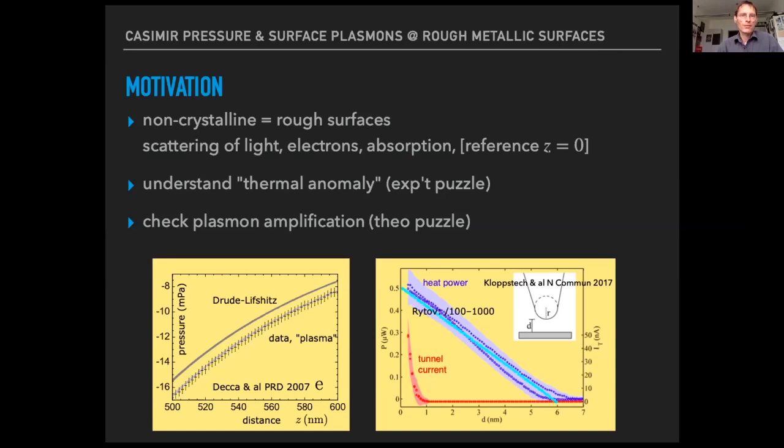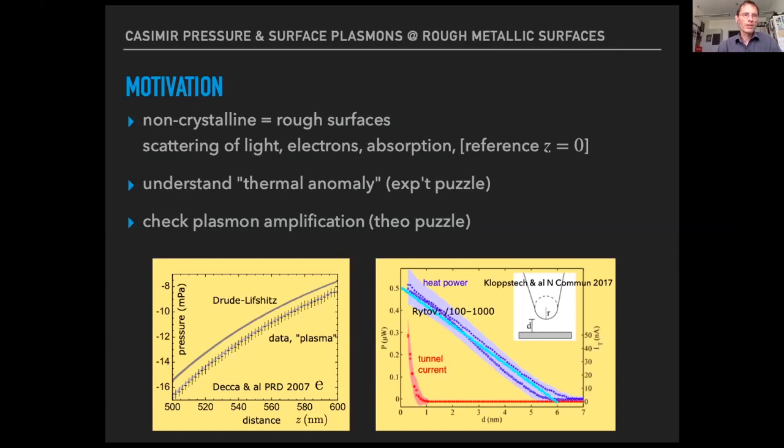In the Casimir community, it's well known that if you have a surface with some roughness, you have to correct your reference position or the reference distance for that. But this is a topic that I won't deal with today. I want to understand something different. The idea that this roughness comes in, you will see in a second. Essentially, it's a kind of change in absorption.